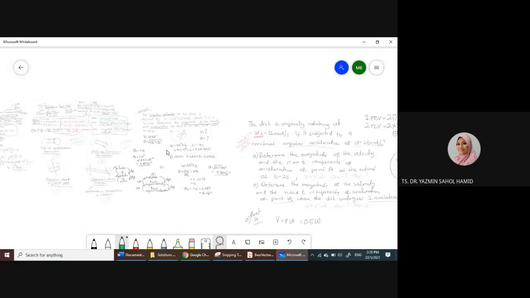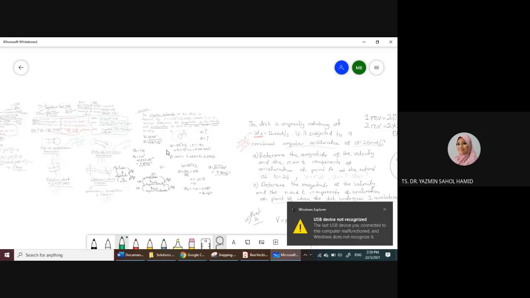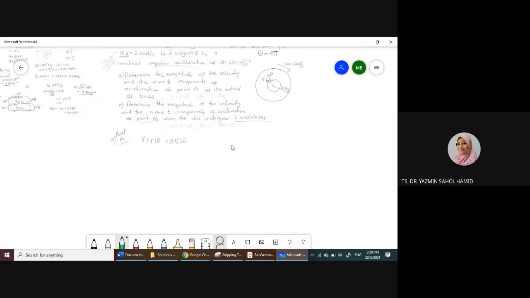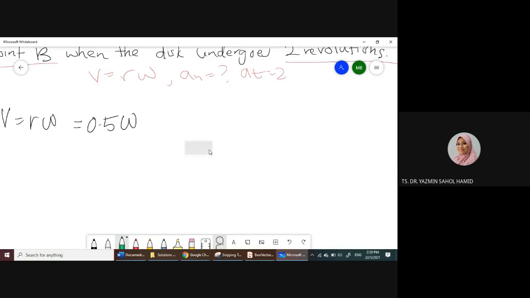Just a moment. Why does my mouse not work? A bit difficult. Okay, so, oh, the pen is gone already. Let me just enlarge this. Please calculate, I think you understand what to do.